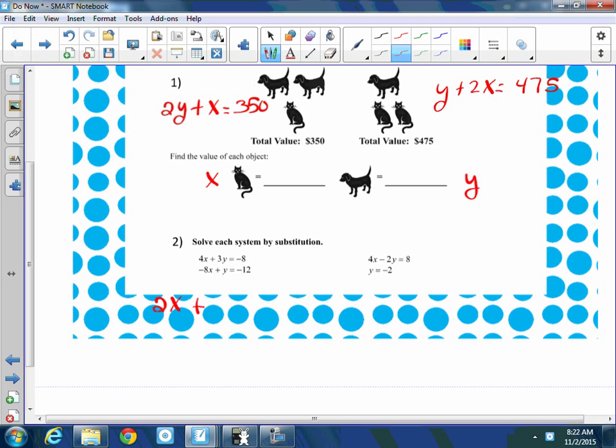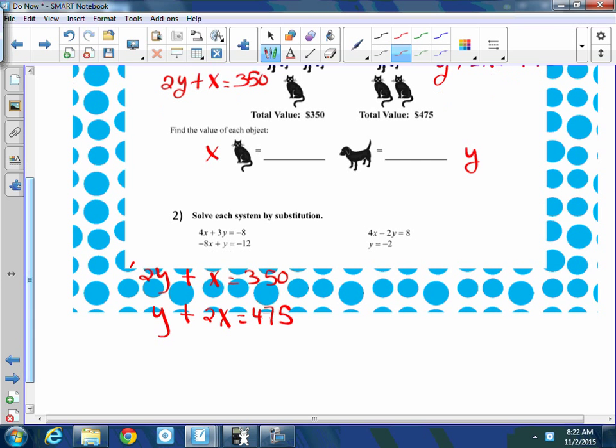So this would be 2y plus x equals 350, and y plus 2x equals 475. You can do substitution too, because it's not that hard. What I'm going to do is multiply one of them by -2. It really doesn't matter which one. I'm going to go ahead and multiply the top one by -2.